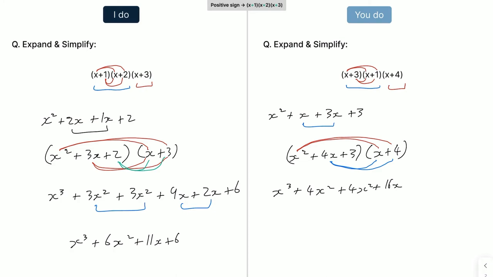And finally, we can do the same with 3. That's 3 times x and 3 times 4. So that's going to be plus 3x plus 12. In terms of collecting the like terms, these two are like terms and these two are like terms. So that then becomes x cubed plus 4 plus 4, which is 8x squared. Now 16 plus 3 is 19x plus 12.